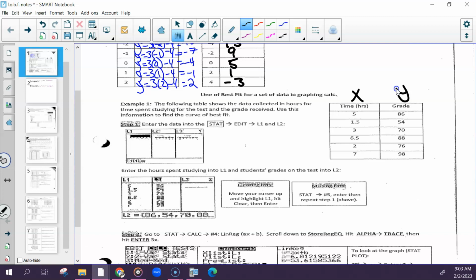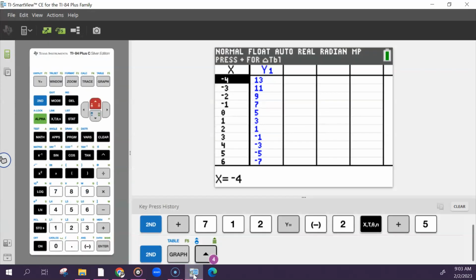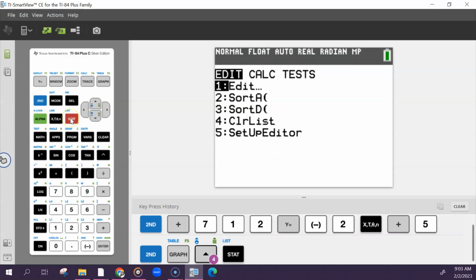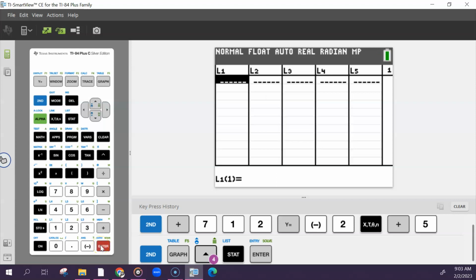Find the stat button right next to your arrows. Click that button, and you should see the screen. It's already on edit. Hit enter or 1. So when you went into stat, hit enter. And you'll see like a table, kind of like ours, but it says L1, L2.